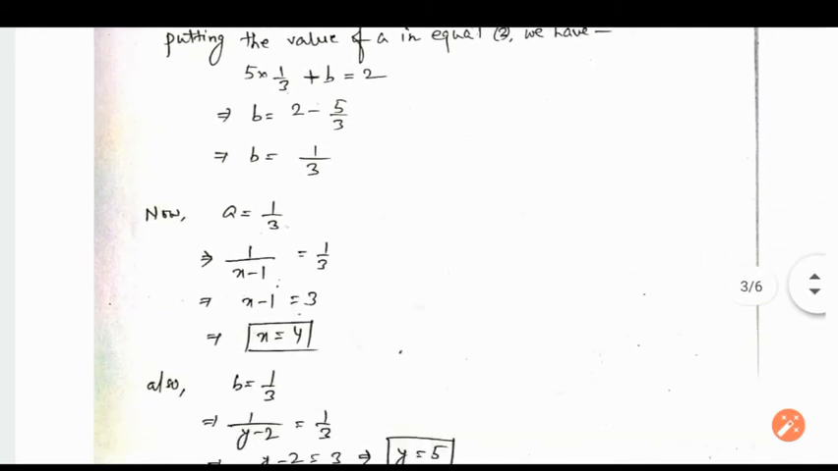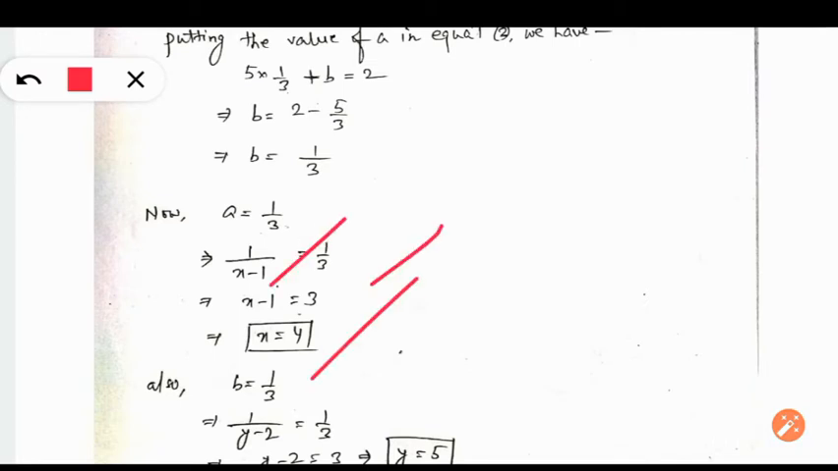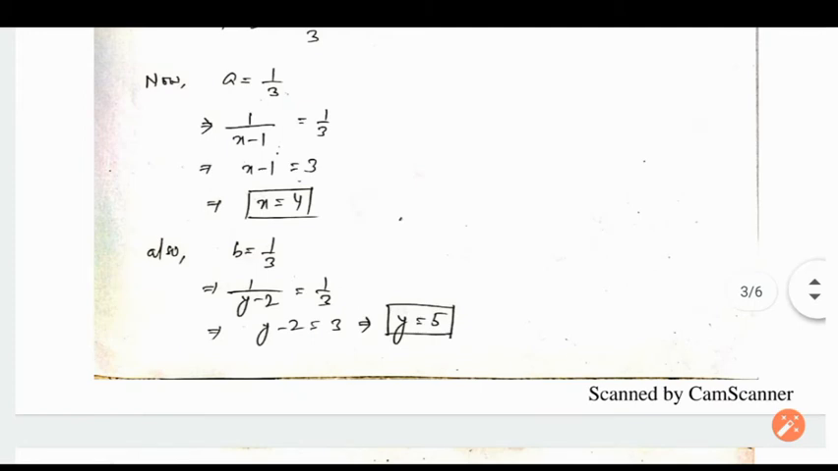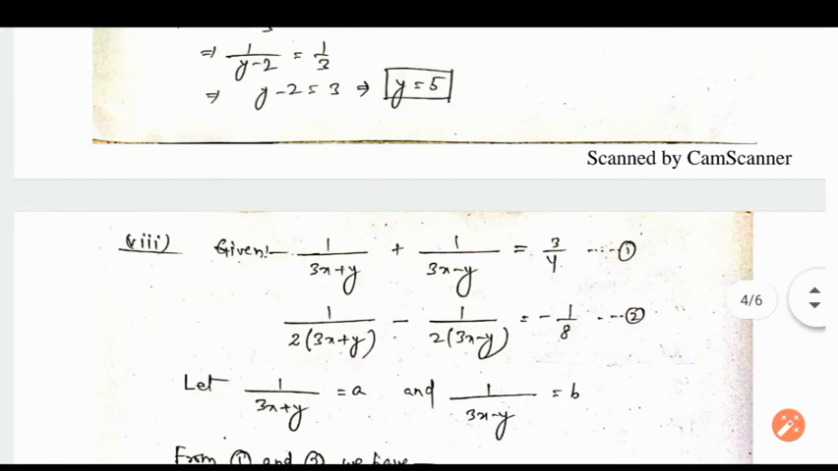So what was a? a was 1 by x minus 1, right? After cross multiplying, x is 4. Similarly, b is 1 by 3. What was b? b was 1 by y minus 2. After cross multiplying, what is y? y is 5. Understood? Now let's do subpart 8.